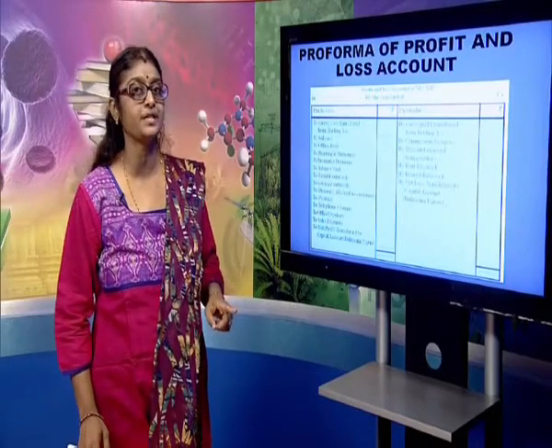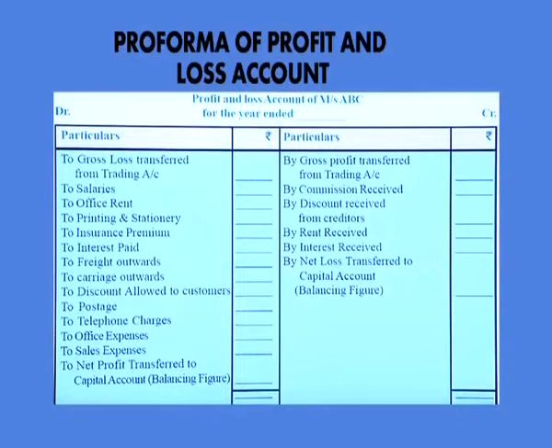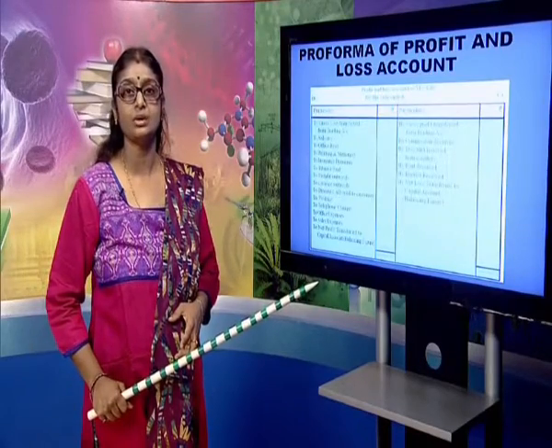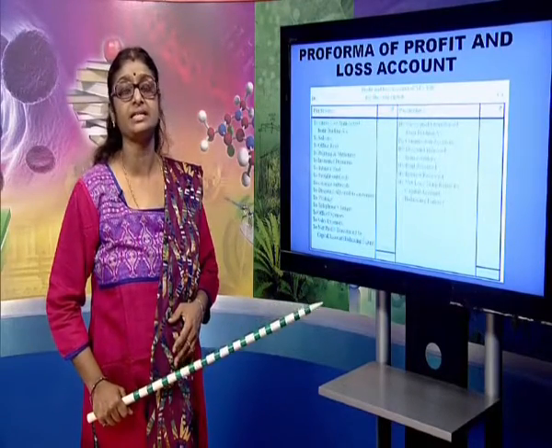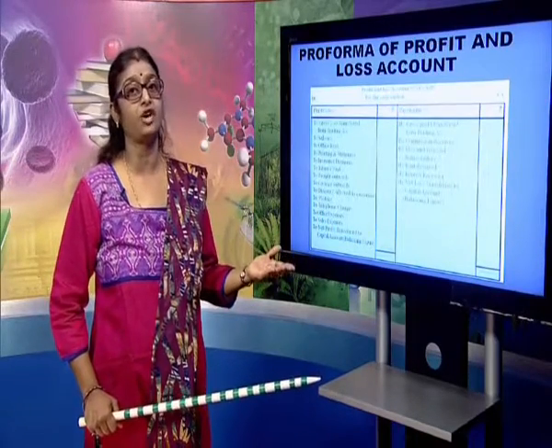All indirect expenses will come in the profit and loss account. On which side? On the debit side. Income will come on the credit side of the profit and loss account, that is commission received, discount received, rent received, interest received, etc. can be income. So, I have included that in the format.